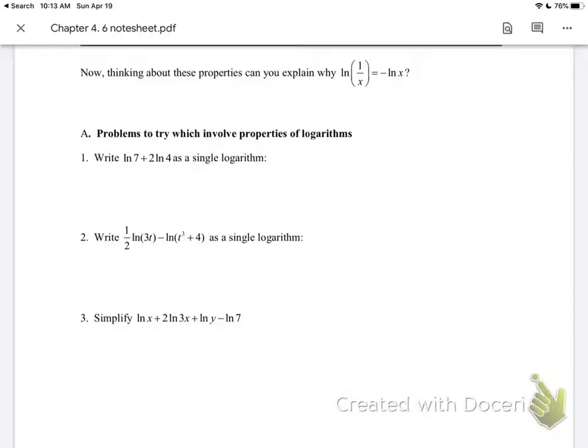So we're looking at a now. Can we write this expression right here as a single logarithm? Well, every addition is a multiplication. So first I would write down natural log. Then I would say the power property can be undone. So that's going to be 7 times 4 squared. And then I can do that math inside the parens and get natural log of 112.